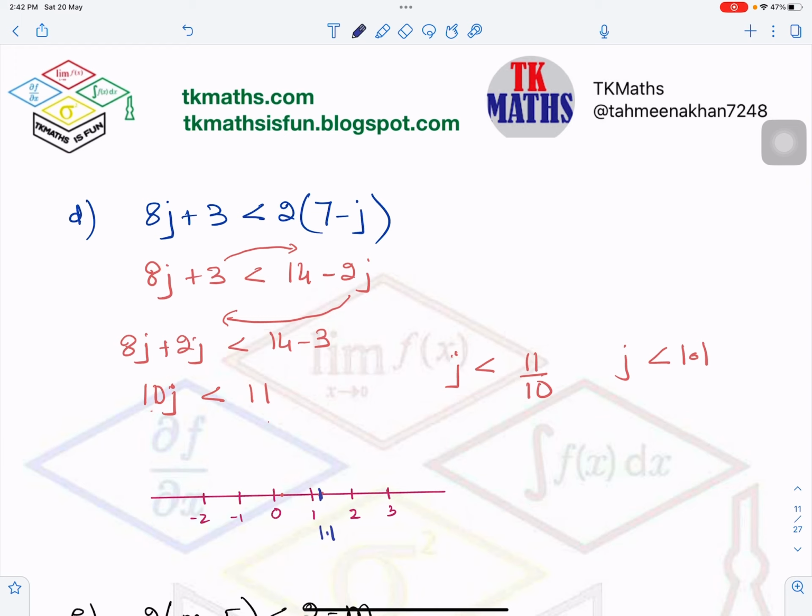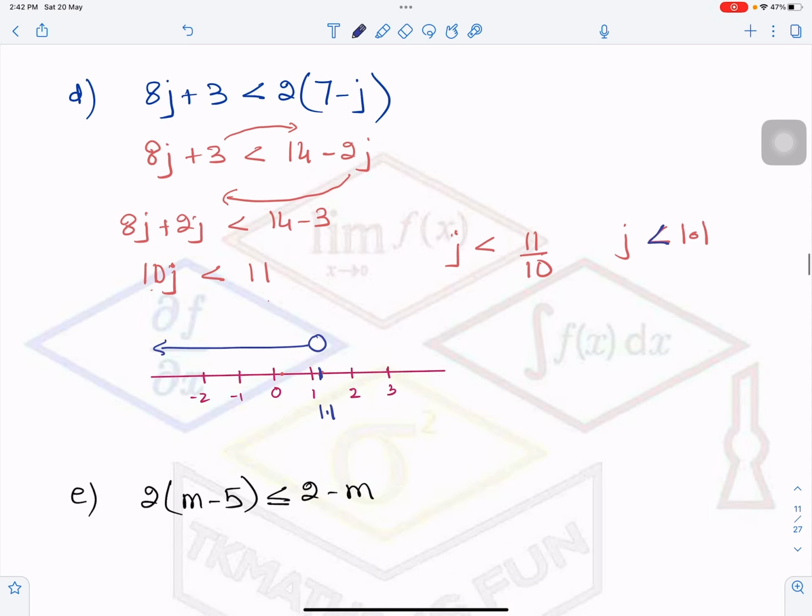Mark it. So above 1.1, I will draw a circle and I will not fill it because it is an open circle. There is no equal to here. And I'm saying less than, so I will draw the line here. So it will be 1.1. All the values less than 1.1 for j.